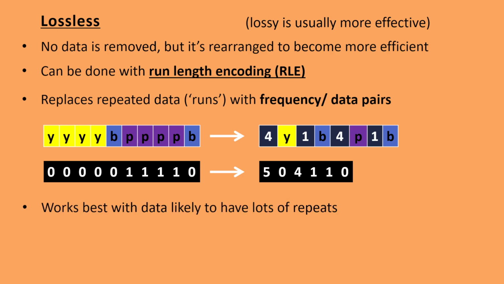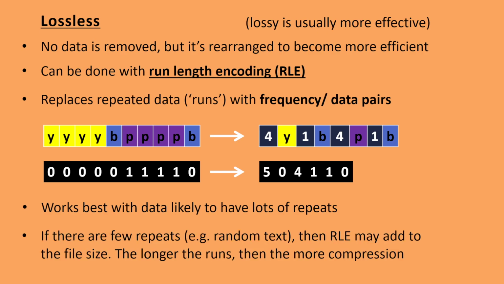This works best with data that's likely to have a lot of repeats. And as there's few repeats, for example when you have random text, run length encoding may add to the file size. The longer the run, then there's more compression.